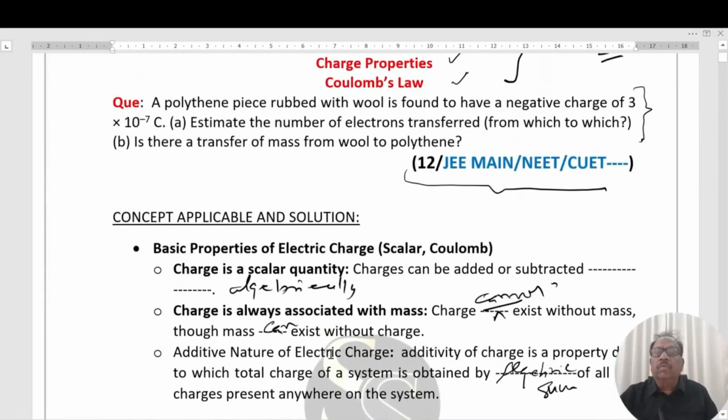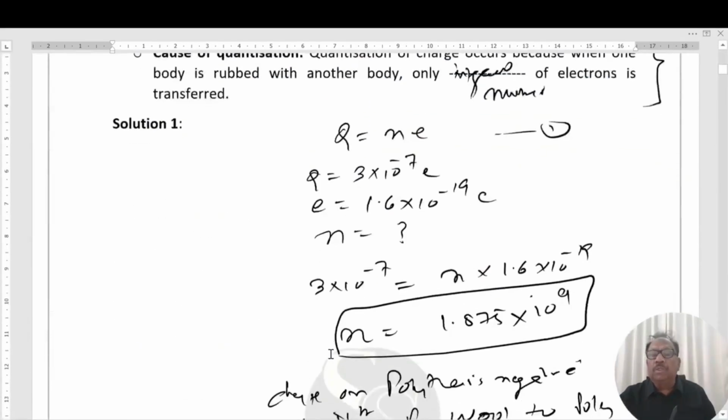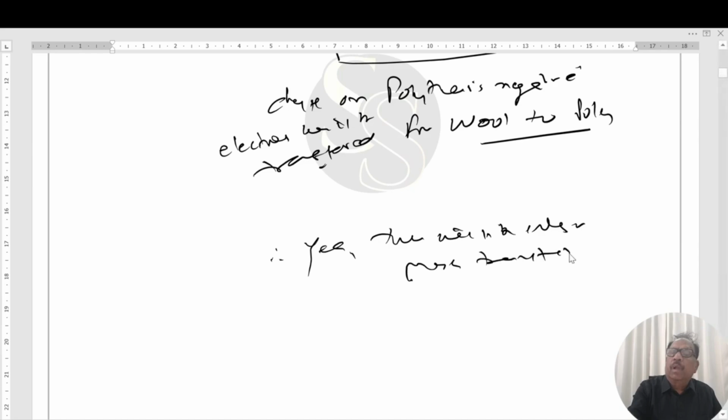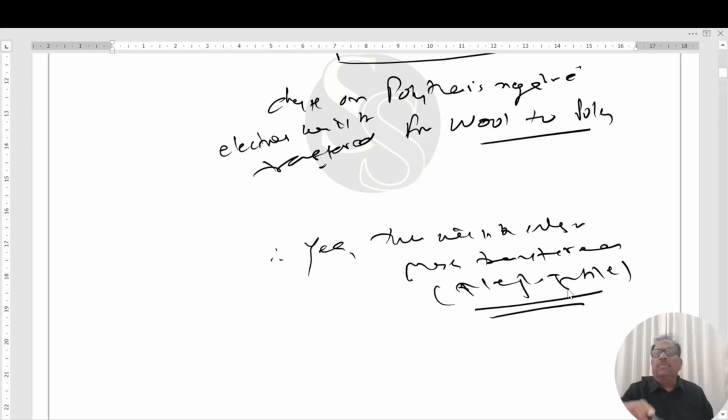Second part: is there any transfer of mass from wool to polyethylene? I have discussed the property that charge cannot exist without mass. Yes, there will also be mass transfer, but very negligible, because the mass of an electron is 9.1 × 10⁻³¹ kg.